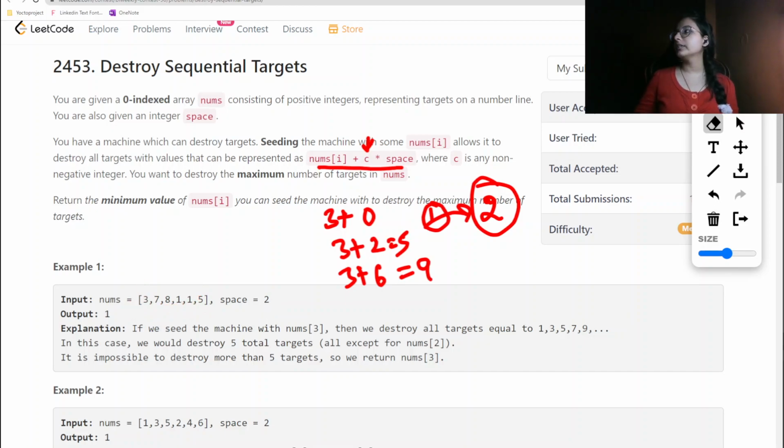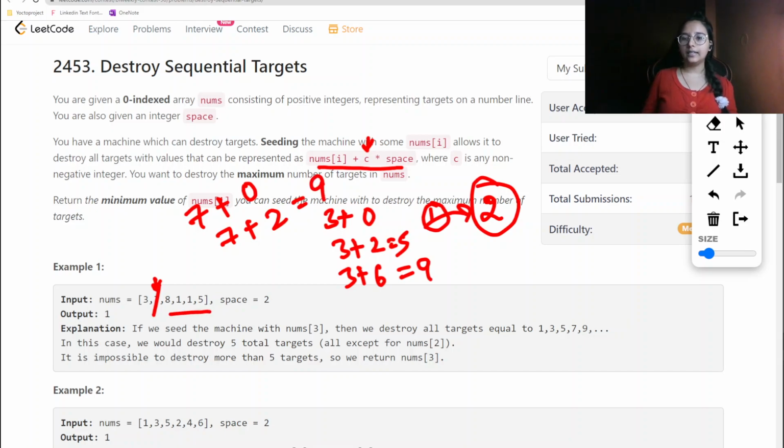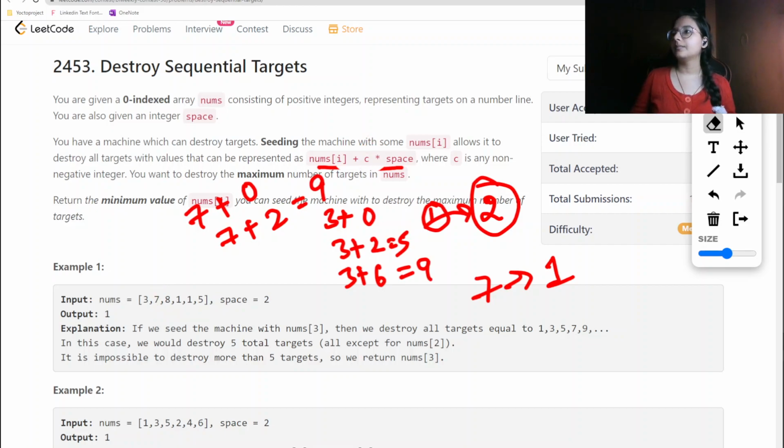Now let us choose the next element, that is 7. So we choose 7. So 7 plus 0, it would be 7. So 7 would be destroyed. Then 7 plus 2 into 1, that would be 9. And we can't find any number 9 here. So that's why, with 7, we can destroy just one element. Now come to the next part. Here it is 8, and 8 is much bigger than 7, so you can see that it won't be able to destroy anymore.